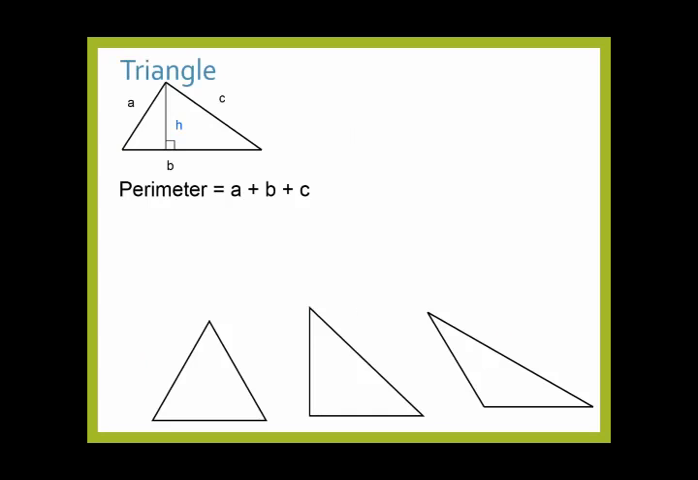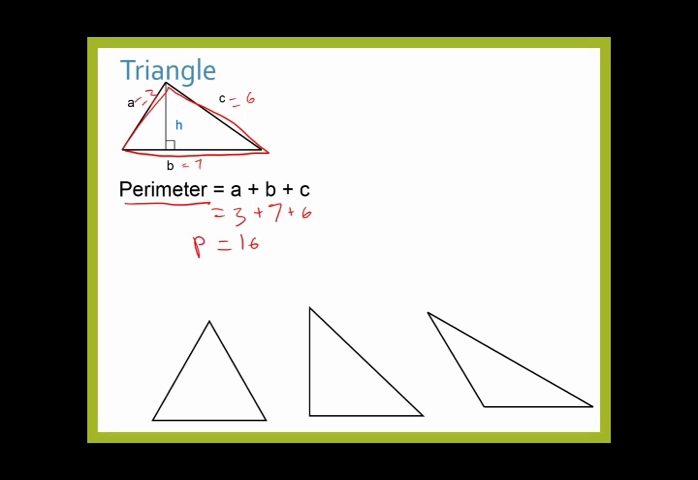Alright, so for triangles, to figure out the perimeter, the length all the way around this whole triangle, all we need to know is A, B, and C. If we know this length, and this length, we can calculate perimeter. So if A was 3, this was 6, and this was 7, it'd be 3 plus 7 plus 6, which is 3 plus 7 is 10, then 10 plus 6 is 16, so our perimeter would be 16.